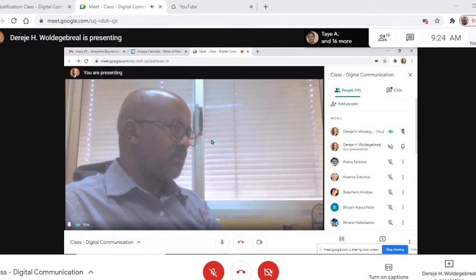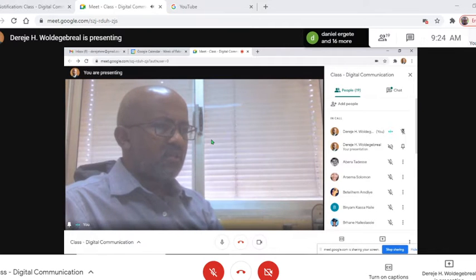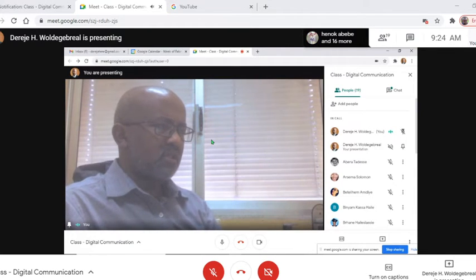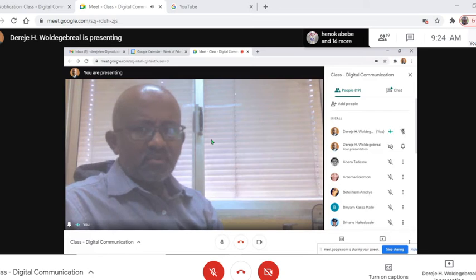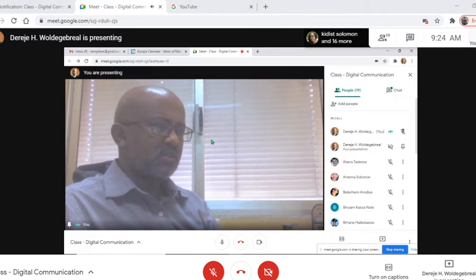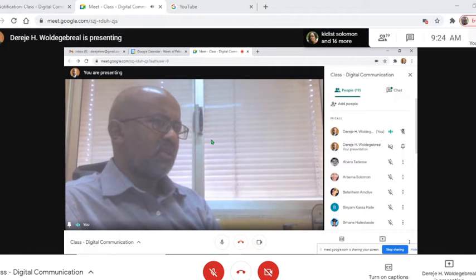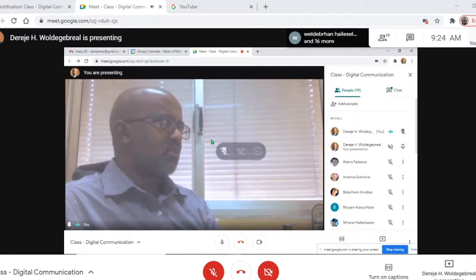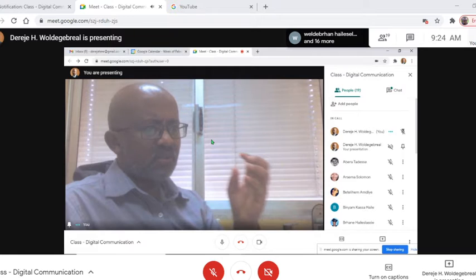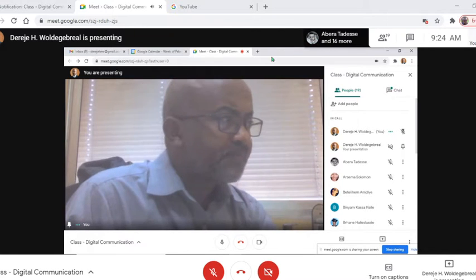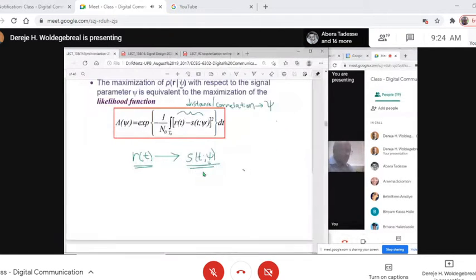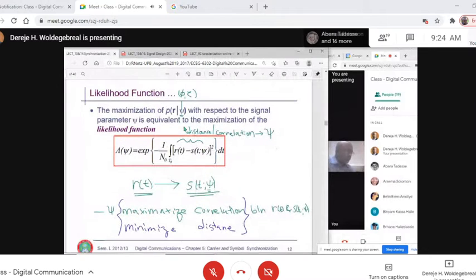As I said last week, in previous years, I used to cover both estimations, but because of some time constraints and because of the fact that the approach is more or less similar, we would be limiting ourselves to the case that we would be estimating the phase. Okay, so this is the likelihood estimator for phase estimation.